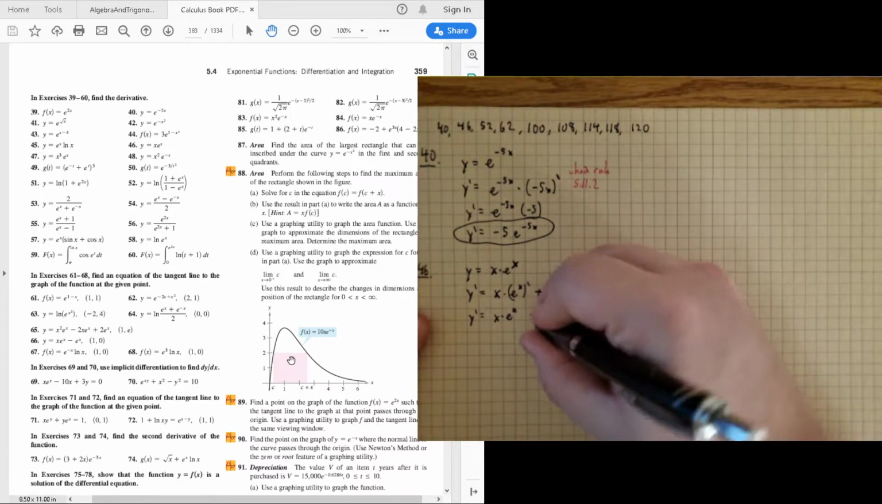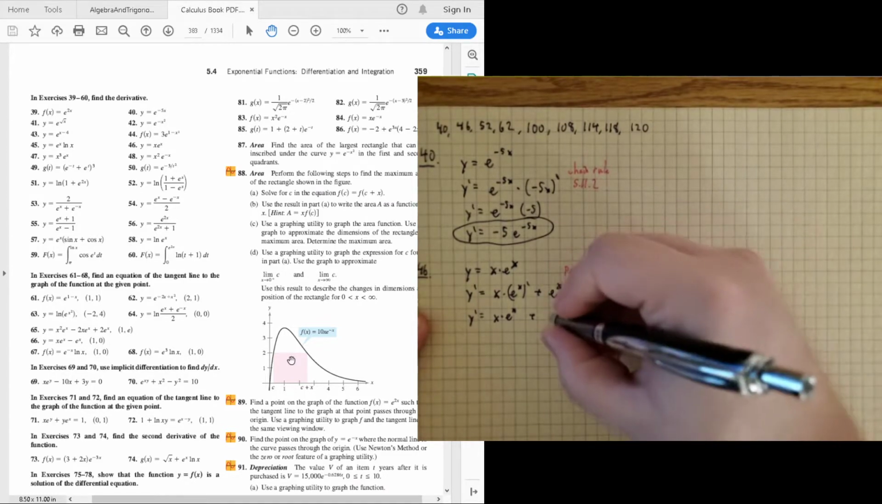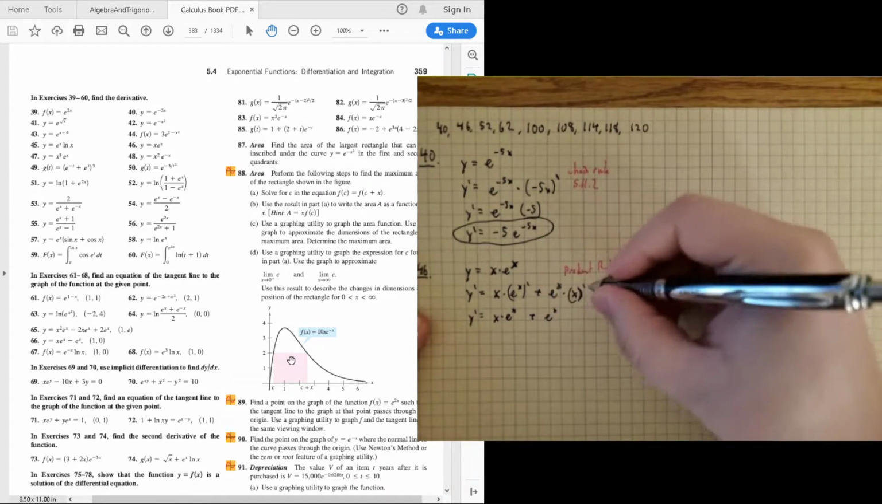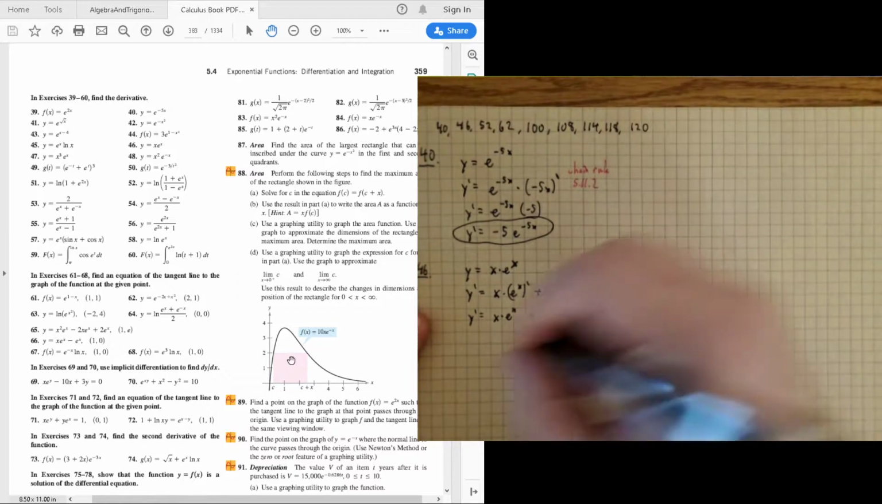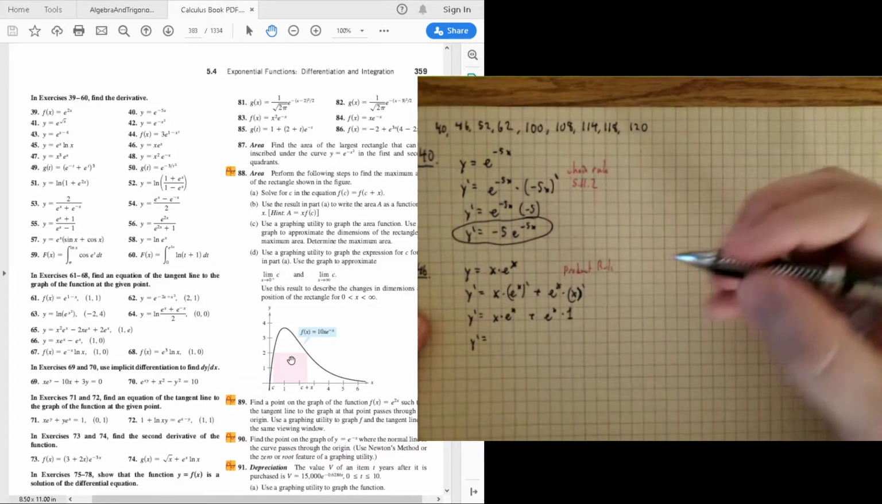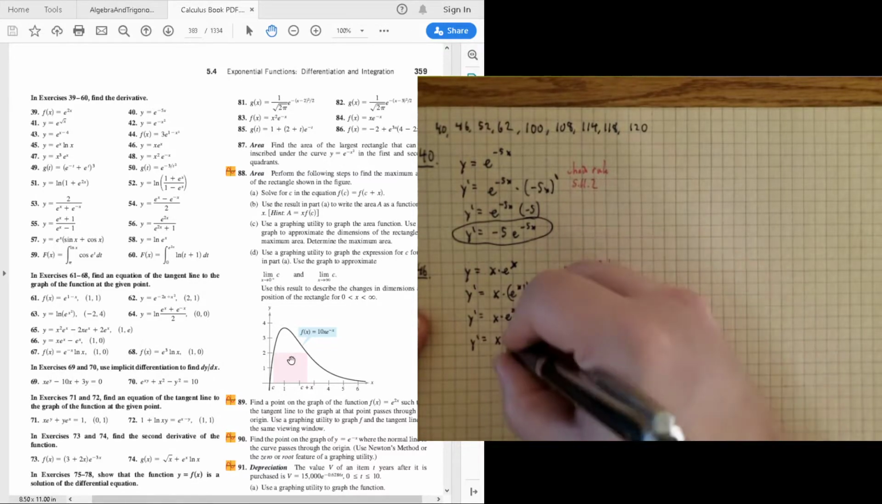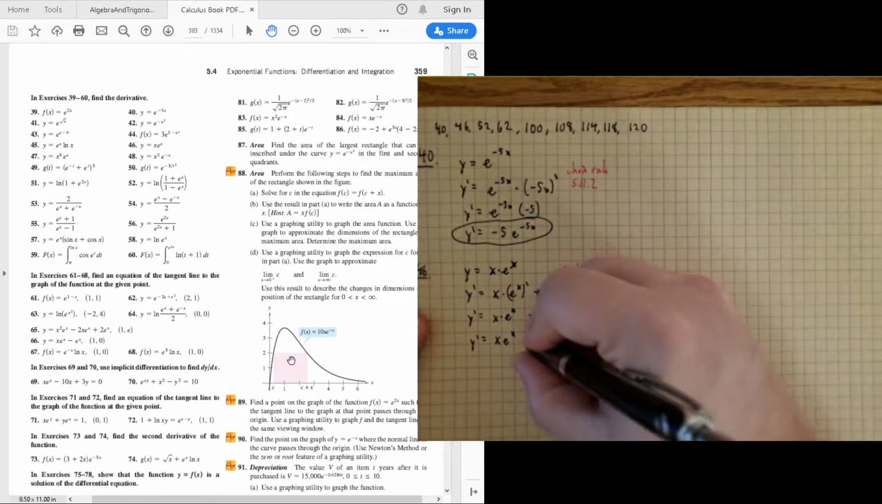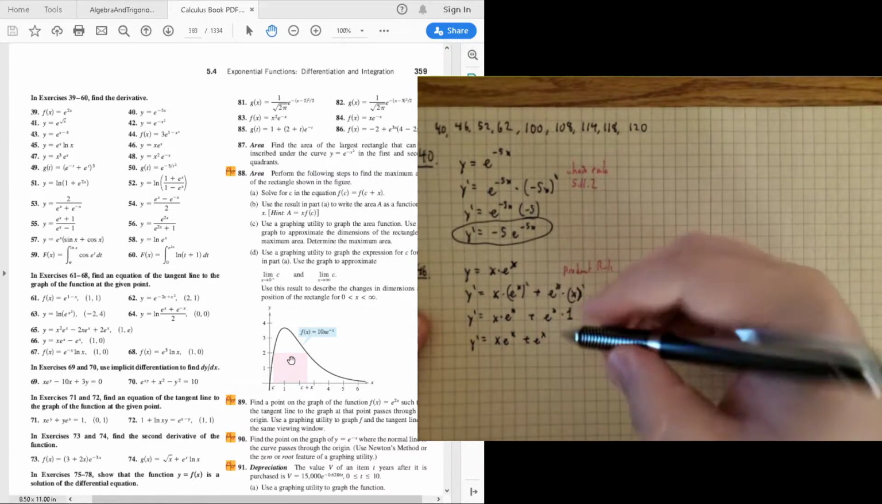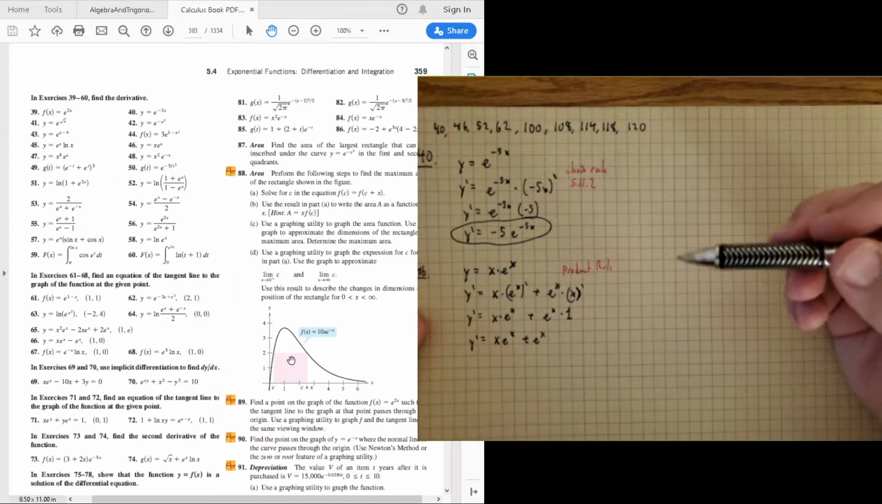Plus e to the x is e to the x. Derivative of x is just 1. And so y prime would be the simplified version of this. x times e to the x is x e to the x. e to the x times 1 is just e to the x. This is one variation on the answer.